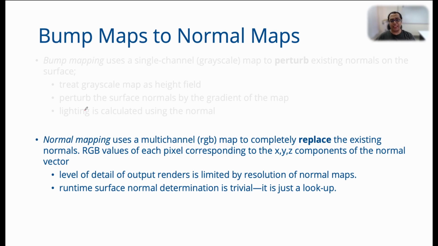So the application of normal maps is trivial. There is no gradient computation to get a perturbation, and so you directly replace the normals of the surface at runtime by the normals stored in your normal map.